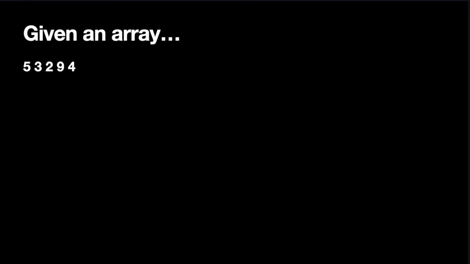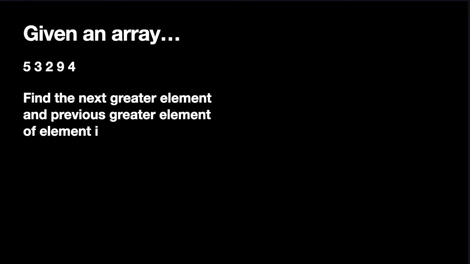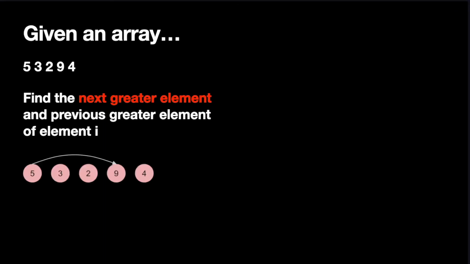Given an array, find the next greater element and the previous greater element of element I. Let's see what this means by the next greater element. For example, for 5, the next greater element would be 9.